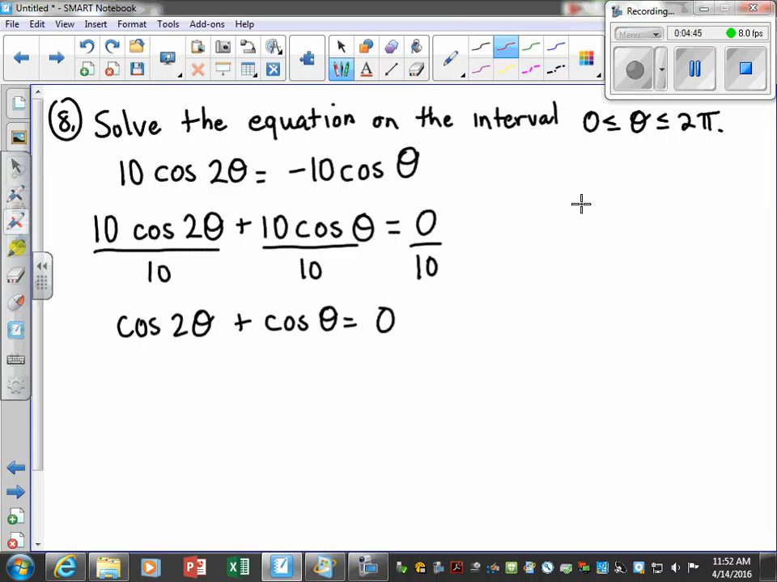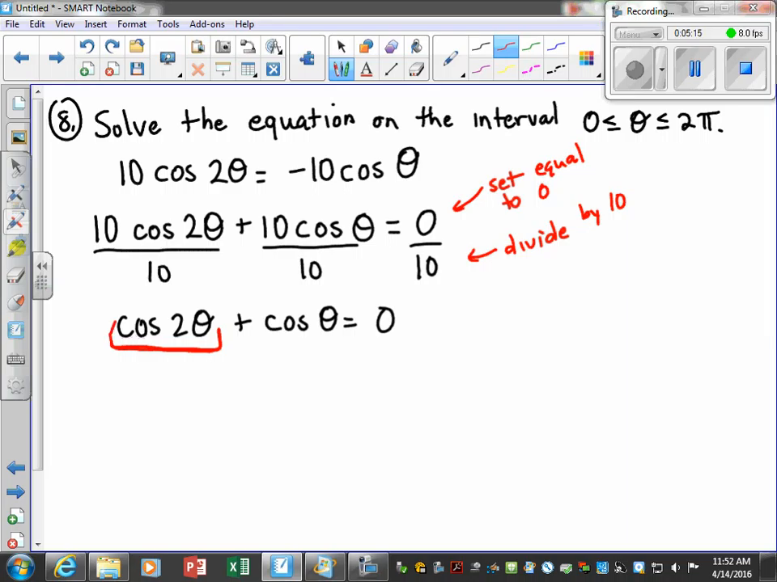Let me go back up here and make some notes. So set equal to 0. And then we divide by 10. Okay, so that's the things we've done so far. Now, this guy is what's familiar to you. It's one of the things we've been using today. So I can actually sub in for that.